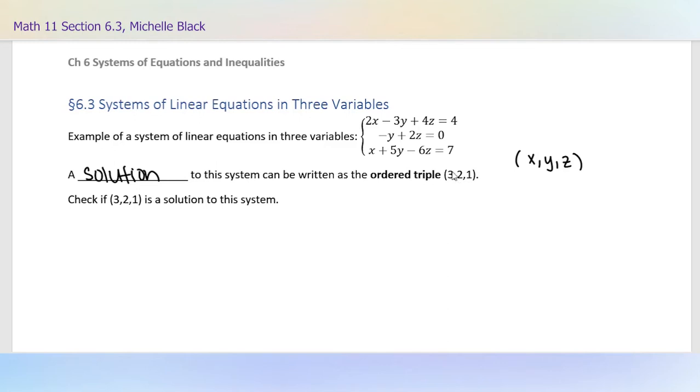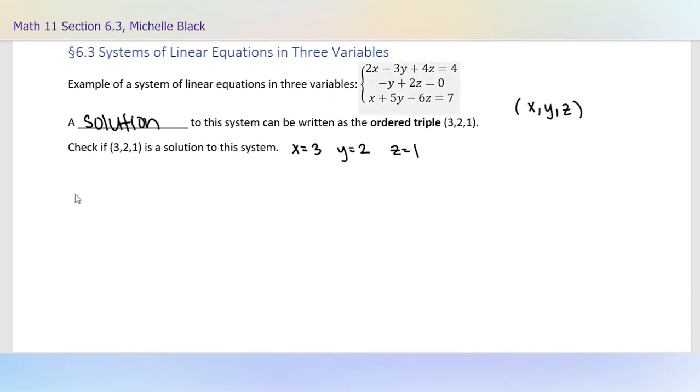So again, it's in the form x, y, z, so we're saying that x equals 3, y equals 2, and z equals 1. And if this is a solution to the system, then when I substitute x, y, and z into each of these equations, it should give me back true statements. So I'll start with the top one.